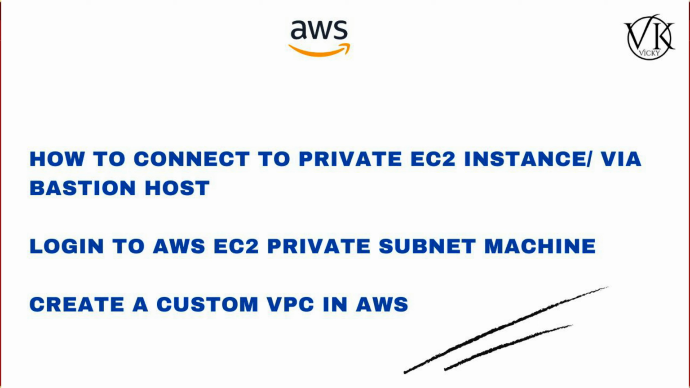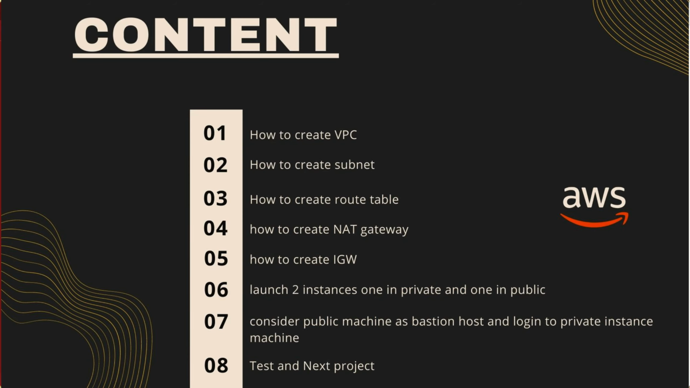So we will see step by step how we can create a VPC, and then with the help of the public subnet machine how we can connect to a machine which is there in the private subnet. Things which we are going to cover in this video: first we are going to create a VPC, then we are going to create a couple of subnets. Once we have the subnets and the VPC ready, then we are going to create a route table, then the NAT gateway, then the internet gateway.